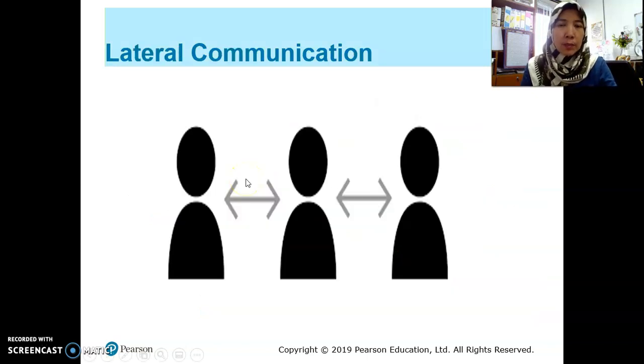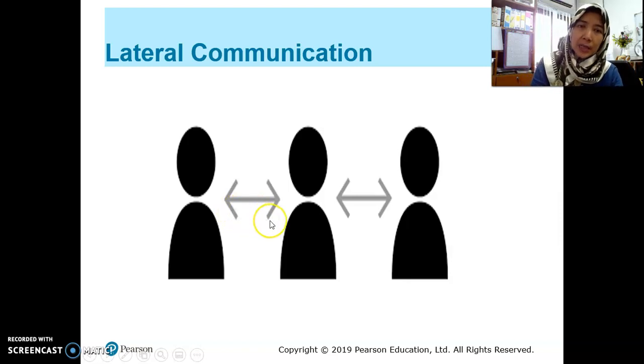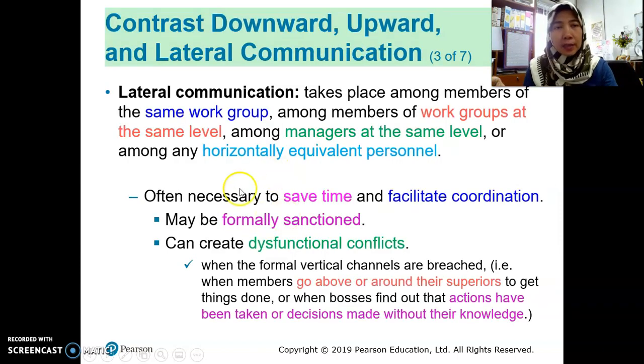So what is meant by horizontal is this line. It's just like a horizontal line, not a vertical line. Downward and upward communication is on the vertical line, that means from top to bottom or from bottom to top. But lateral communication is a horizontal line. That means from the same line or the same level of hierarchy. For example, managers communicate with other managers, and employees communicate with other employees.